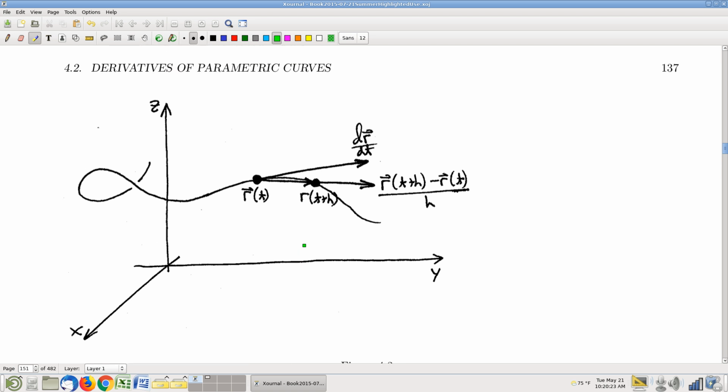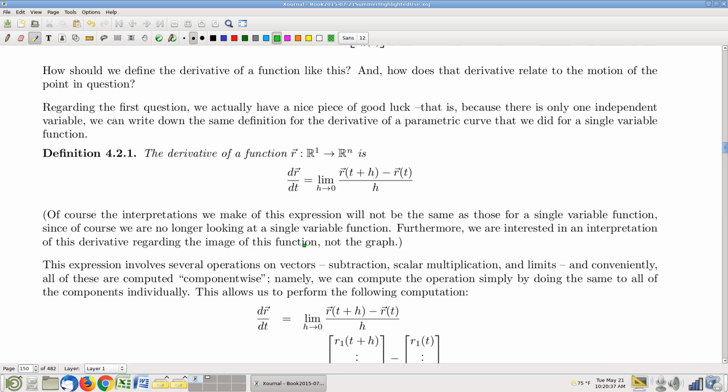Having nice algebraic properties is cool, but I'm not going to hang my hat on something because it's algebraically convenient. So let's look at the expression again. Here's our formula for the derivative, and let's try to look at it geometrically. What does this look like?